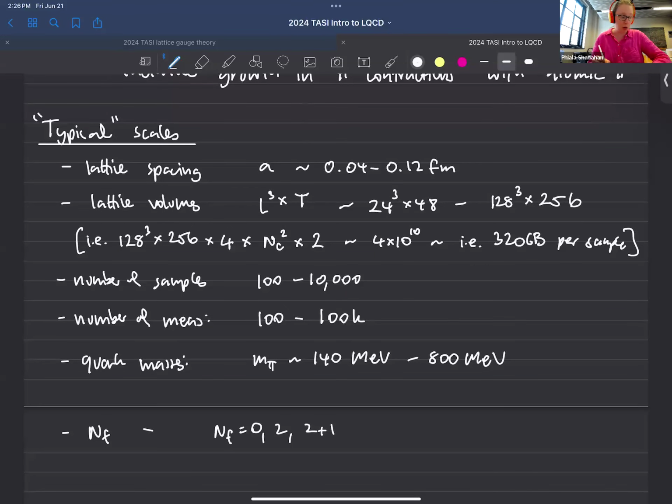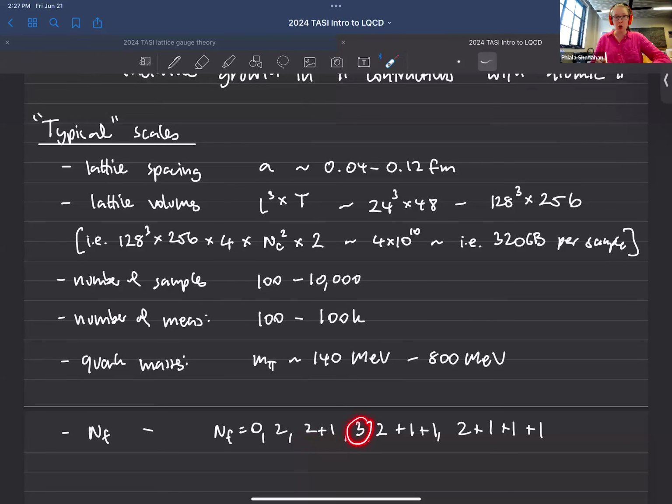Everything possible is done, so it might be 0 flavors, 2, 2 plus 1, 3, 2 plus 1 plus 1, 2 plus 1 plus 1 plus 1. So this notation that I'm using here, each number is the number of degenerate flavors. So this would be 0 flavors. This would be 2 degenerate flavors. This would be 2 degenerate flavors and 1 other flavor that's not degenerate with the first 2. So for example, you might have equal up and down quark masses and a strange quark mass that's different.